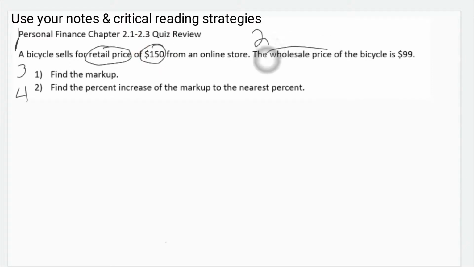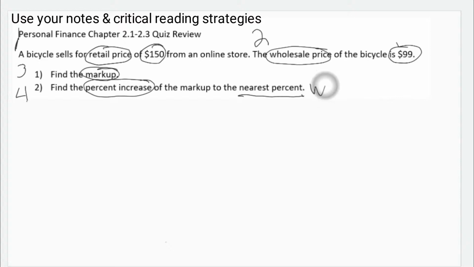The wholesale price of the bike is $99. Find the markup. So we're solving for markup. Find the percent increase of the markup to the nearest percent. So that means to the nearest whole number. So we're going to round it to the ones place. So no decimals. Okay, so let's go ahead and do that.